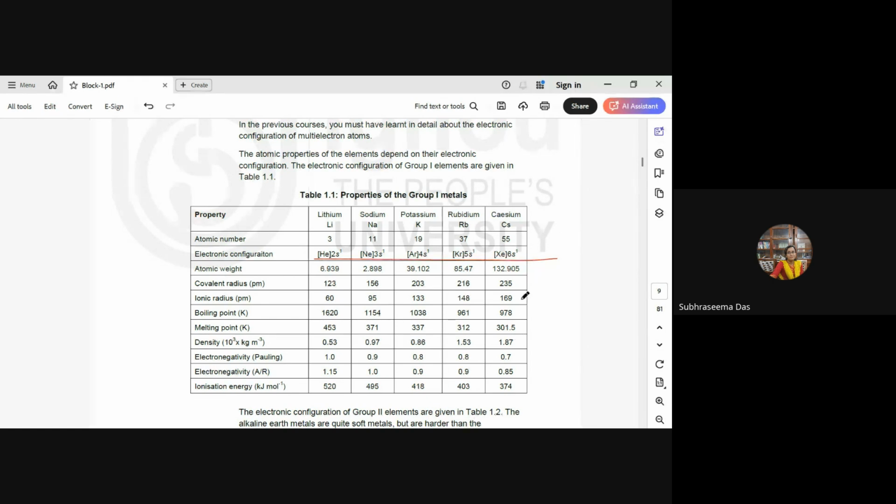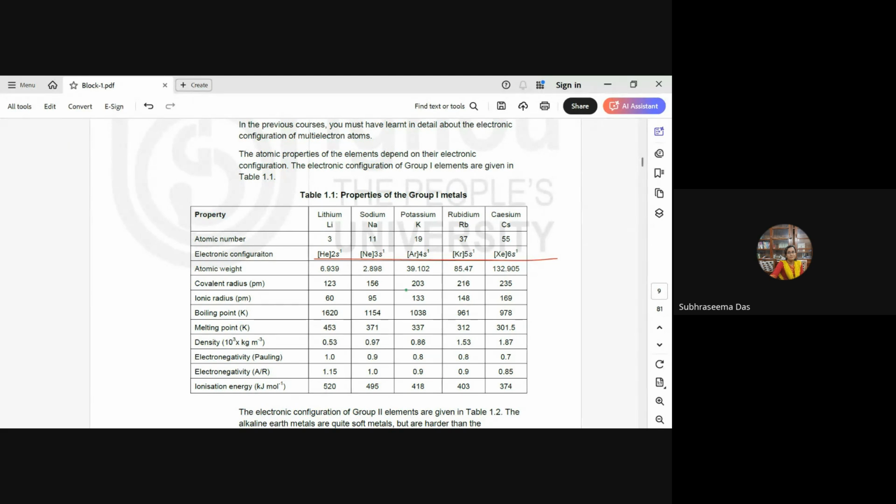The other general properties of these group 1 elements, like the atomic weight: as we move down the group, that is, as we move from lithium to cesium, the atomic weight increases. For lithium it is approximately 7, whereas for cesium the atomic weight becomes 132. So the general trend is that the atomic weight increases as we move down the group.